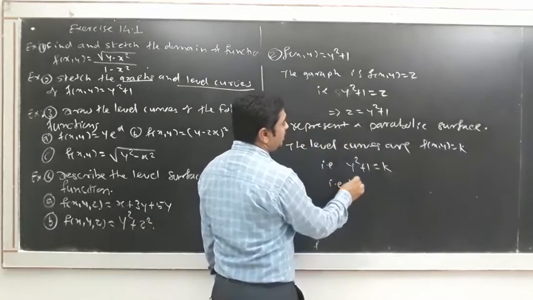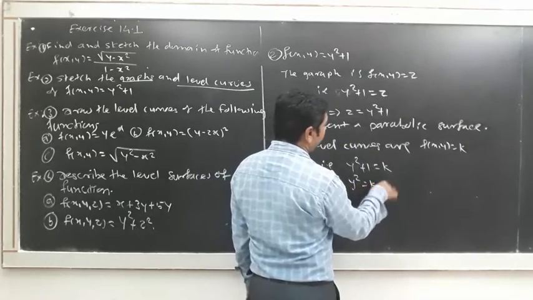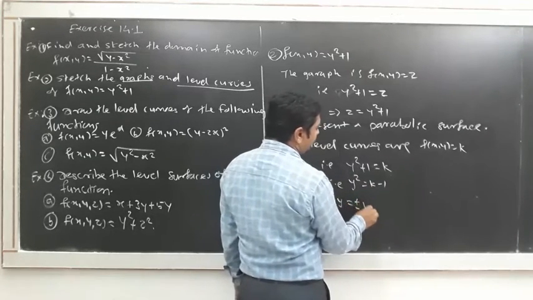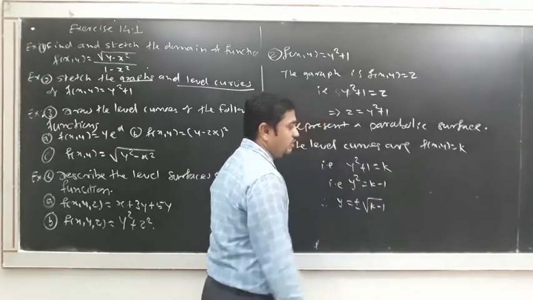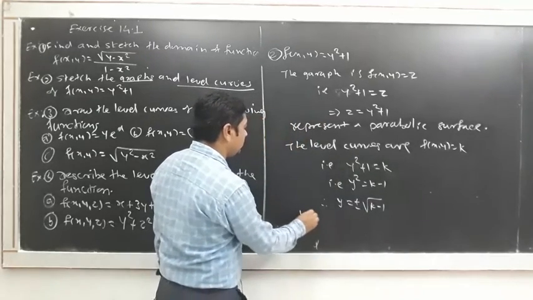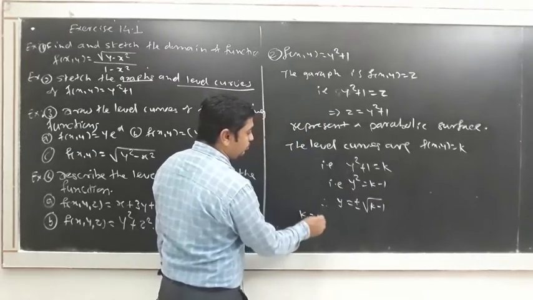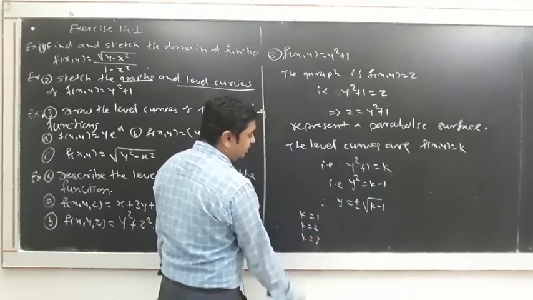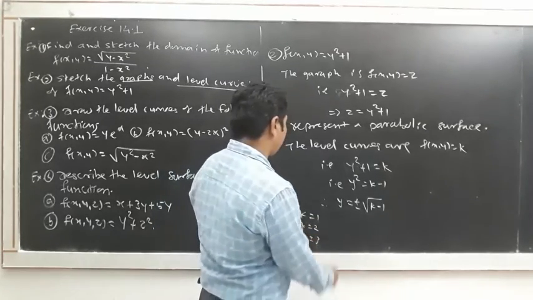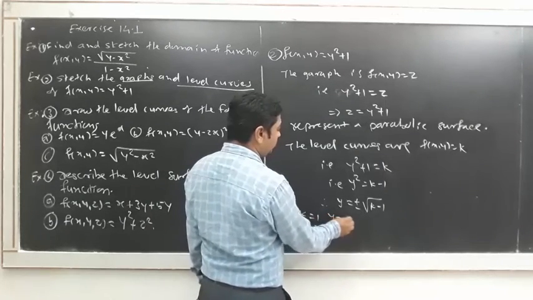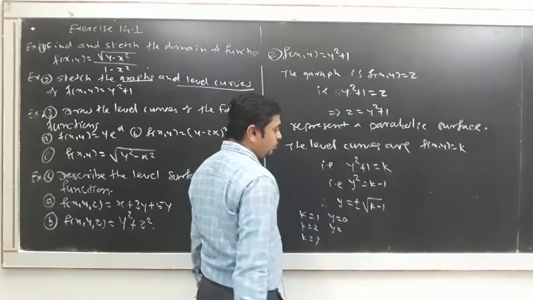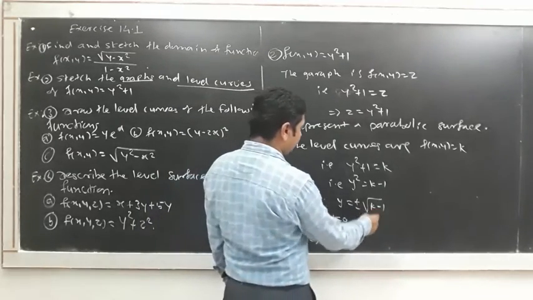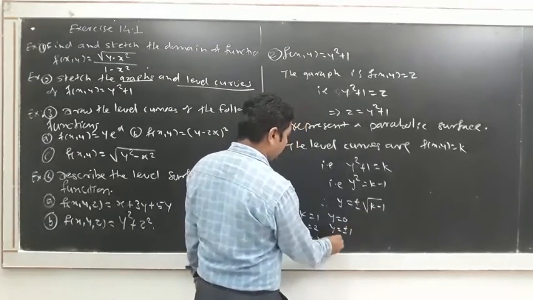So how do we solve this? y squared is equal to k minus 1. That means y is equal to plus or minus the square root of k minus 1. So put k equal to 1, k equal to 2, k equal to 3, and we get so many curves. For k equal to 1, y is equal to 0. For k equal to 2, this should be 2 minus 1, so y is plus or minus 1.